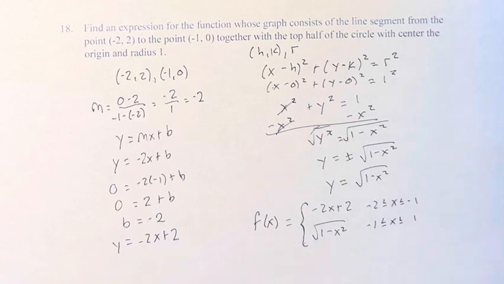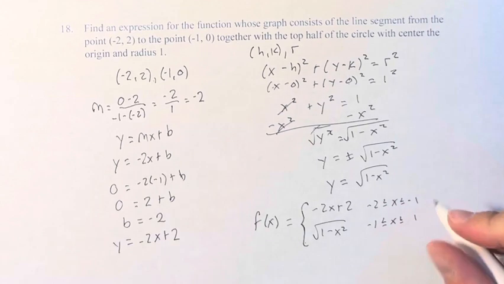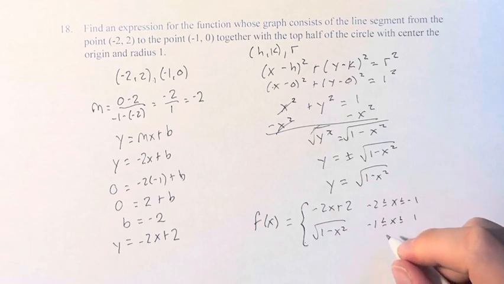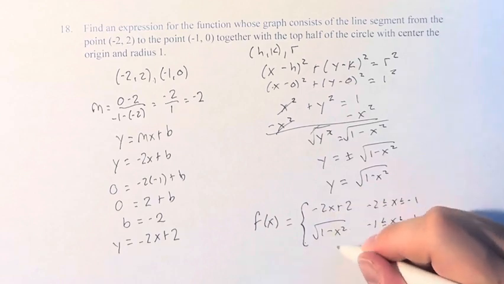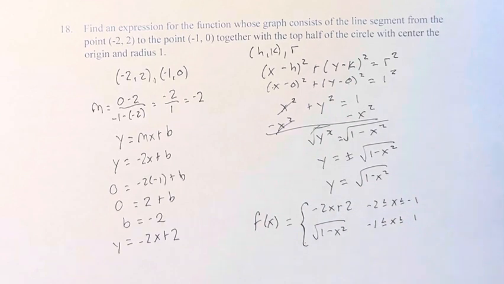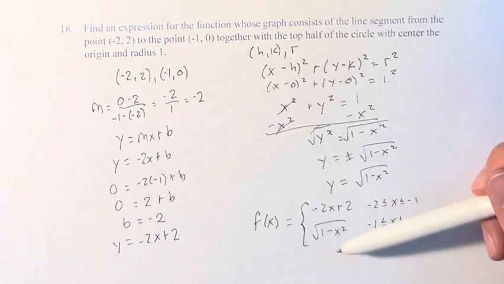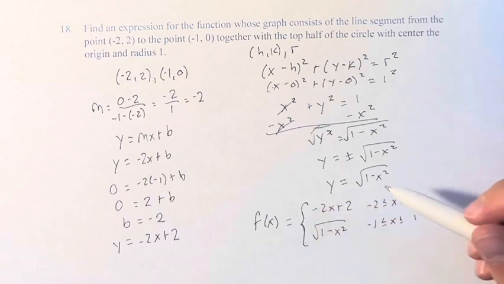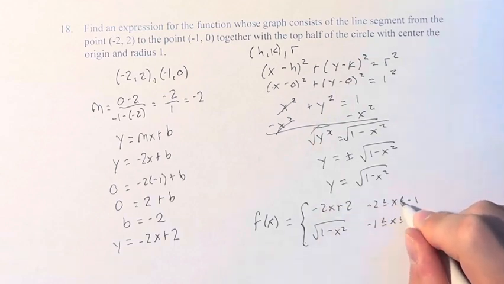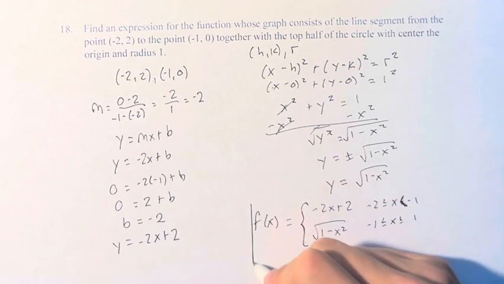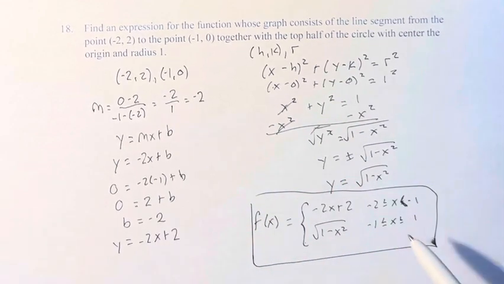The only caveat here to make it technically correct is that one of these has to be a less than sign, because it can't technically equal both of these functions at -1. At -1, these 2 functions do have the same value. However, it can't equal both, so we just make that one a less than sign. And now we have our function f of x.